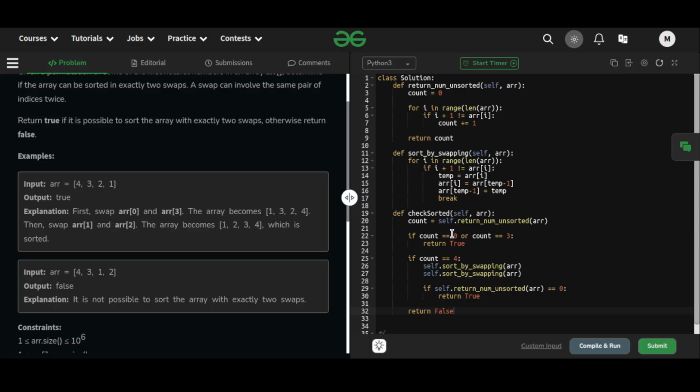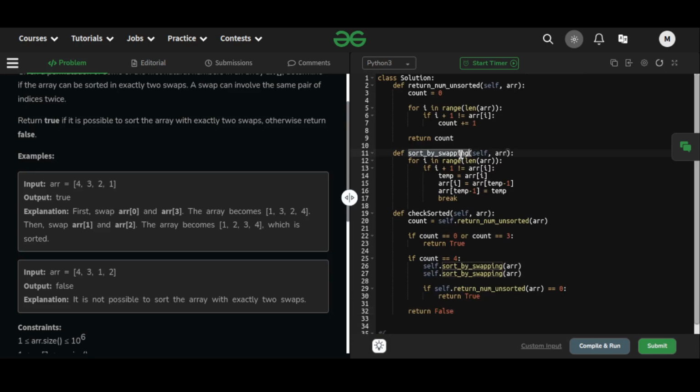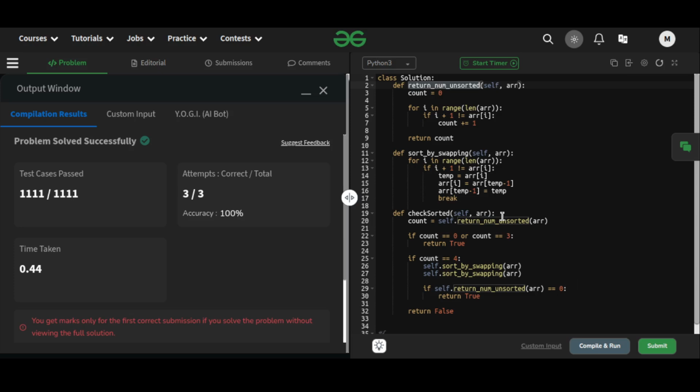So first, let us look at the Python implementation. In the Python implementation, first we are counting the number of elements which are not at its correct position. If it is equal to 0 or 3, then we are returning true. Otherwise, if it is equal to 4, then we are performing the swap operation. And again, we are counting the number of elements which are not at its correct position. If in this case it is 0, then we are returning true, otherwise false. And folks, sort by swapping and return num unsorted are the same as what we have discussed in the pseudocode, so I'm not going to go over it. So that's the Python implementation, folks. Now let us submit our solution. So our Python solution got accepted.